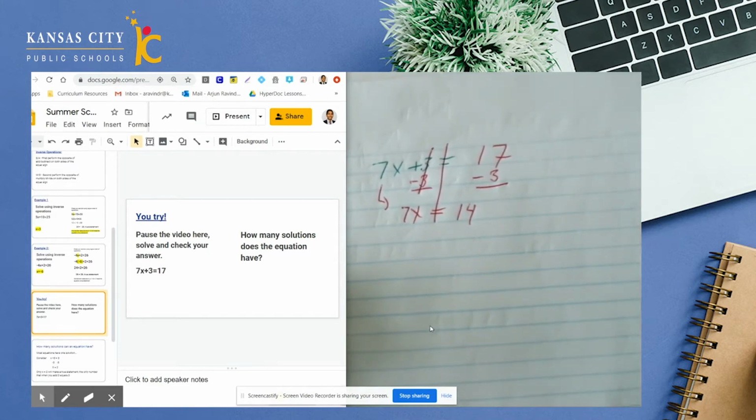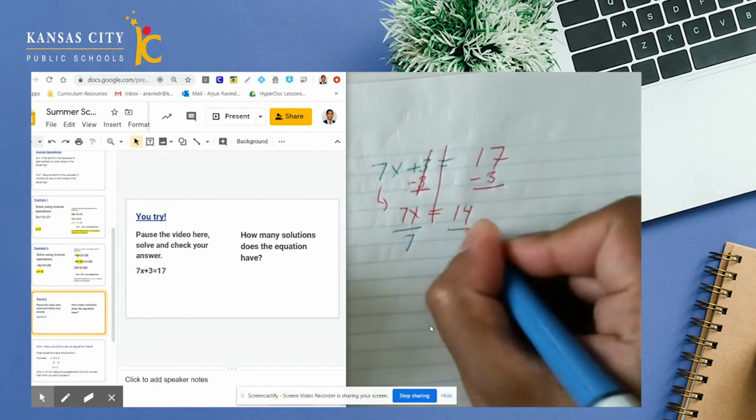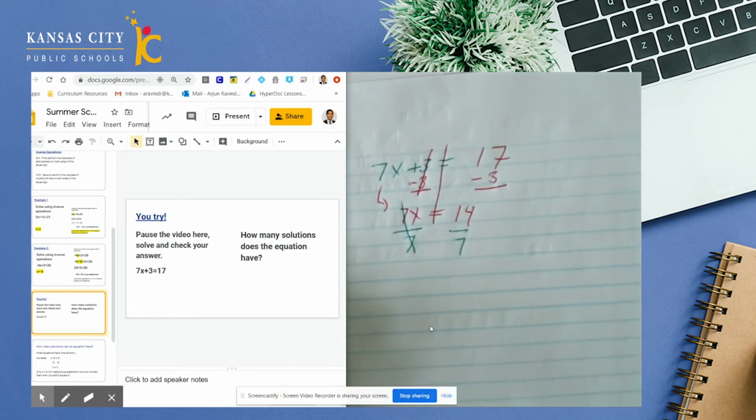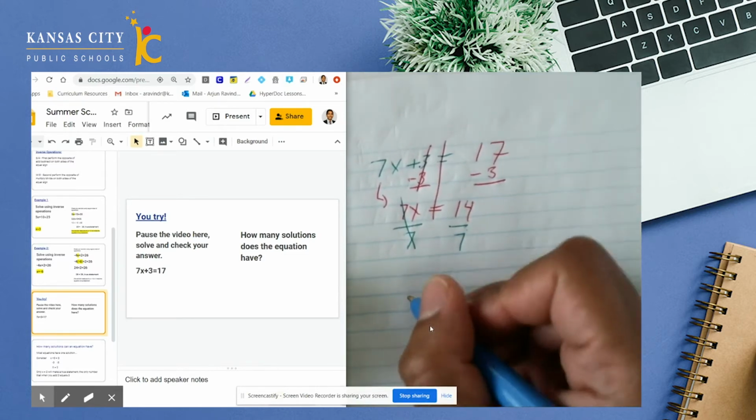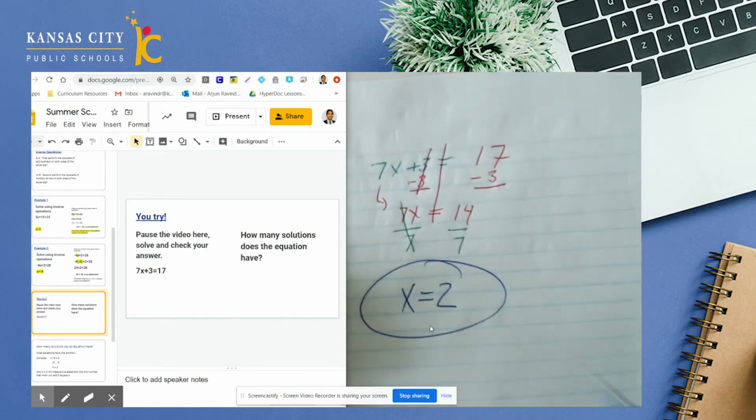And now one final step. Divide by 7, divide by 7. Now we've isolated x, and 14 divided by 7, we get x equals 2. One solution.